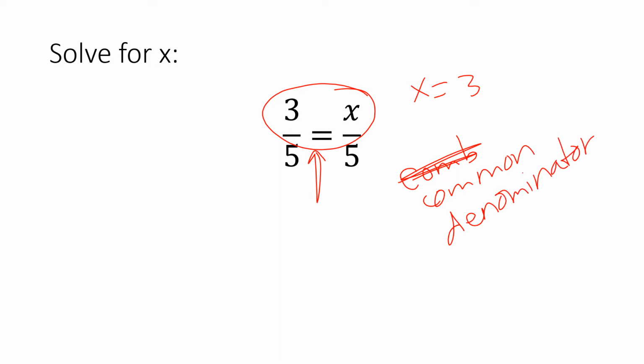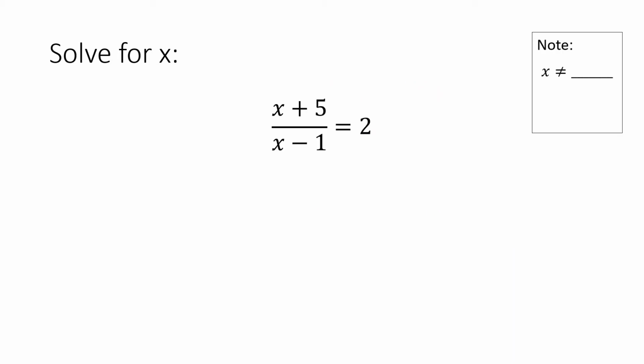So let's try one that's a little bit more challenging. x plus 5 over x minus 1 equals 2. Here we need to solve for x.